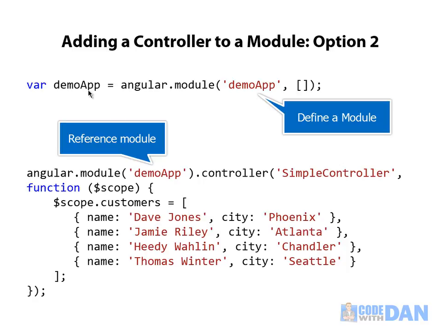Now, even if I got rid of this variable up here, I would still be able to reference the module using this technique. Then I can call .controller, give it a name, and then give it the functionality. So that's option number two for defining controllers.